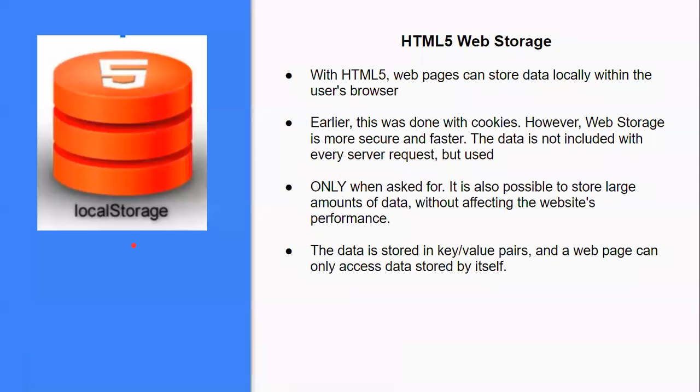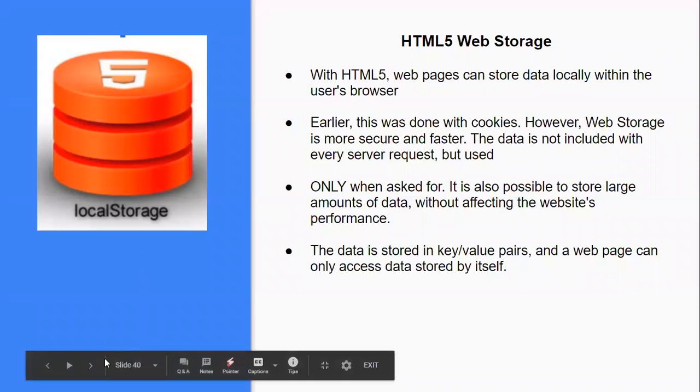One big thing is local storage, and this is a big one, and we'll get into this. I personally love this. When you start doing JavaScript, you want to know information about your user. Web pages can be stored locally within a user's browser. Before, we used to use something called cookies. But now we have web storage in the browser, and data can persist in there only when asked for. So we can store large amounts of data without affecting the website's performance. If we need to know whether he's logged in or not, or if he's an administrator, we can store it in there. It's a key value pair, and the web page can access data storage by itself. Through JavaScript, we can really use this very well.